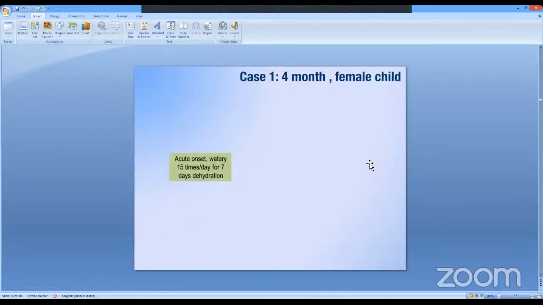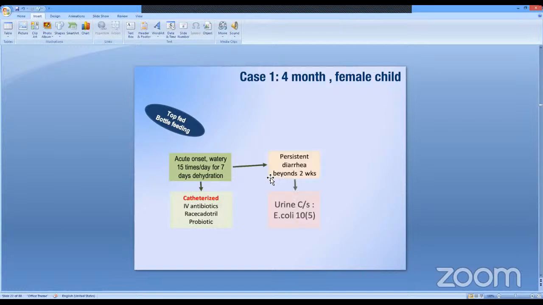So now I will show you a few cases. Acute onset watery diarrhea 15 times per day for 7 days with dehydration. History of top feeding and bottle feeding is there. And there is history of catheterization, use of IV antibiotics, and probiotics. Persistent diarrhea beyond 2 weeks. This acute diarrhea now turned into a case of persistent diarrhea. And urine culture shows E. coli, and culture report came, antibiotics prescribed for 7 days, patient improved.